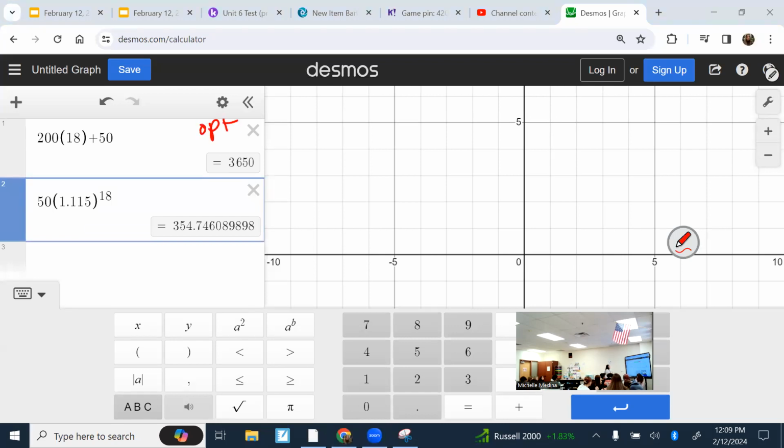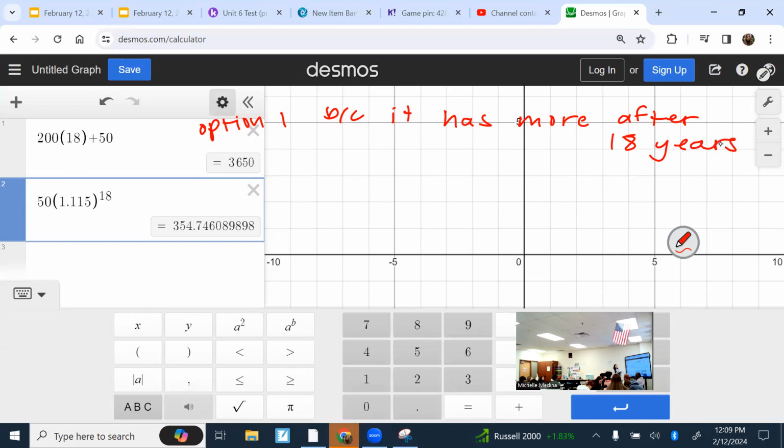So then on your test, you would say option 1 is the better gift because it has more money after 18 years. Or something to that effect. But if you don't have the equation, you don't get the full points. This would get you 10 points. So I mean, it's a 50-50 shot either way. But you need to have the equations too. So I know that you actually calculated and compared. Yes?